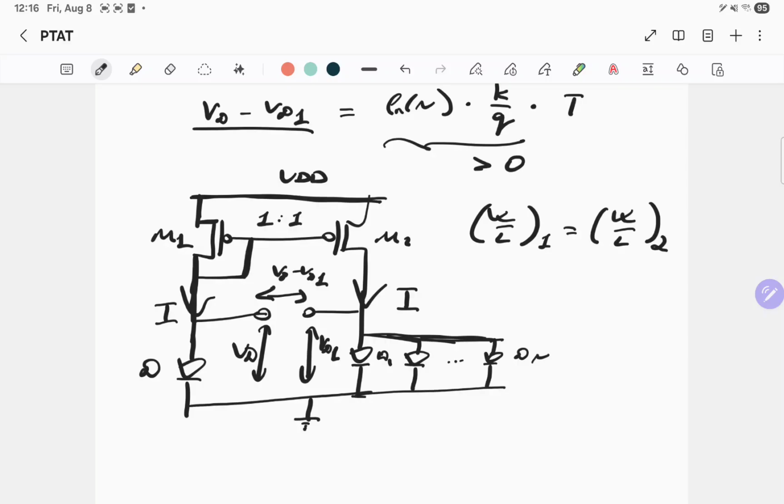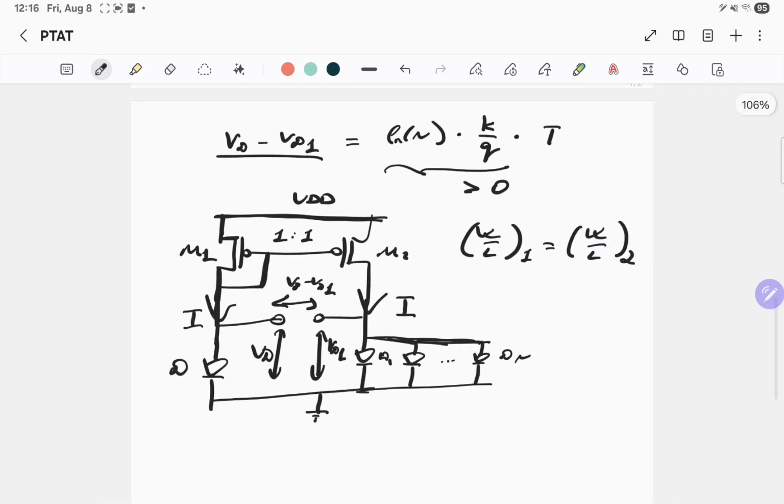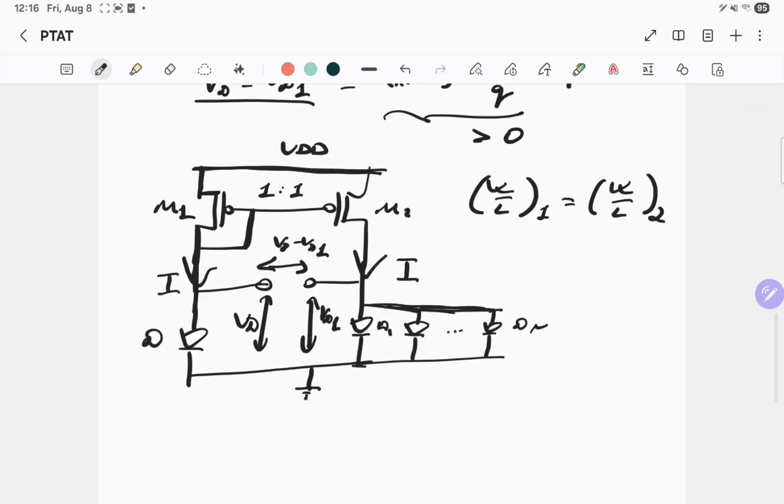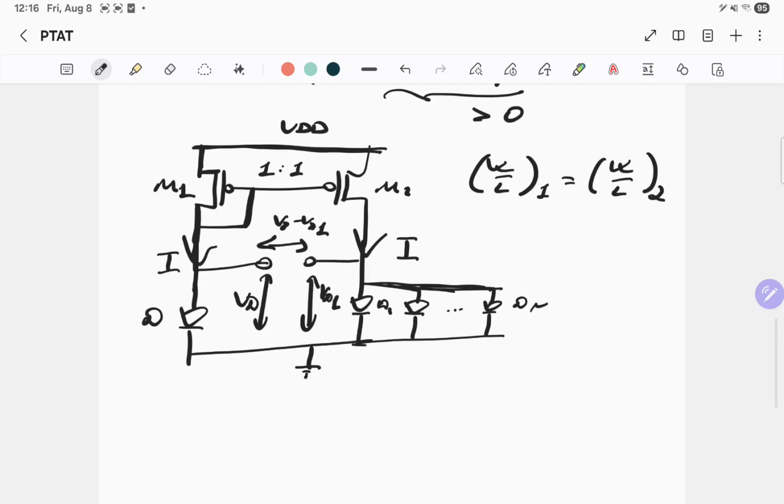And in the next video, we will continue exploring PTAT references and build a PTAT voltage reference with respect to a ground, not a differential one, but with respect to a ground.